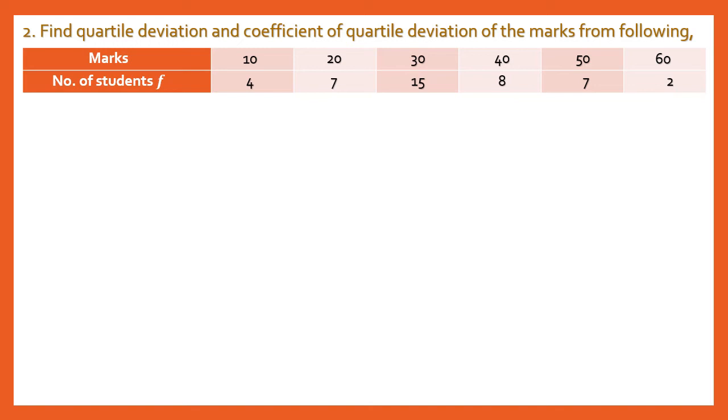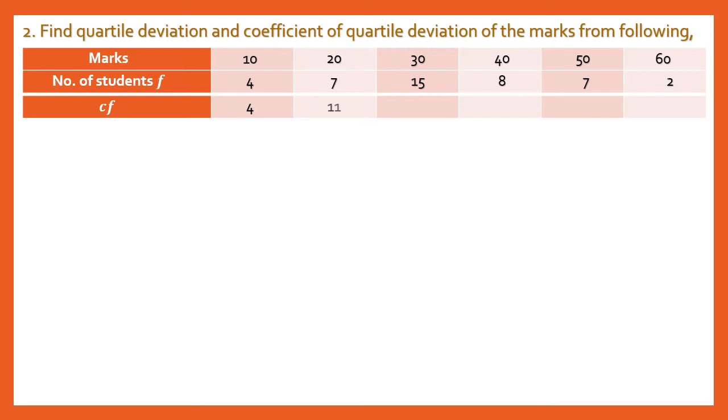For calculating any frequency distribution, I will need a cumulative frequency row. So the CF row I am going to create here. Cumulative frequency, how do we calculate? The first frequency is 4, so it will be as it is. Add 7 to 4, it will be 11. Then add 15 to 11, 26, plus 8, 34, plus 7, 41, plus 2, 43. So total number of students is 43. That's my CF row.